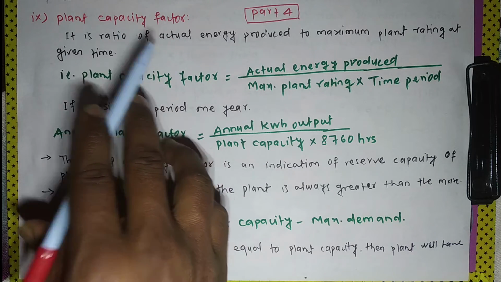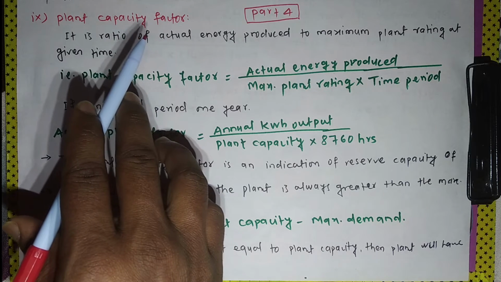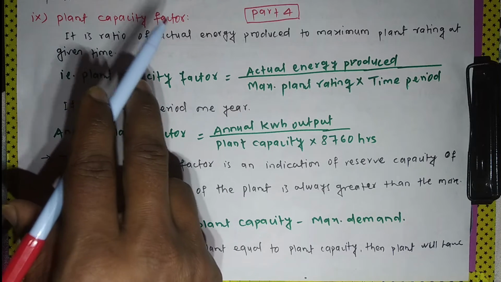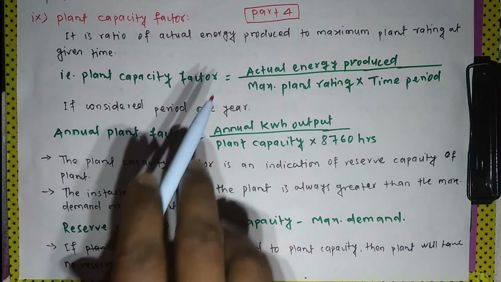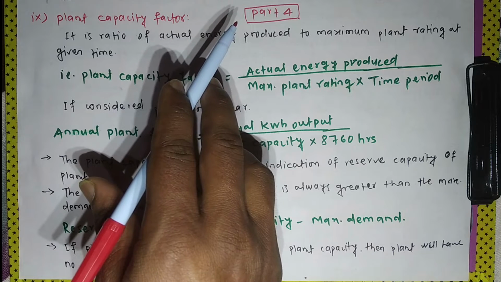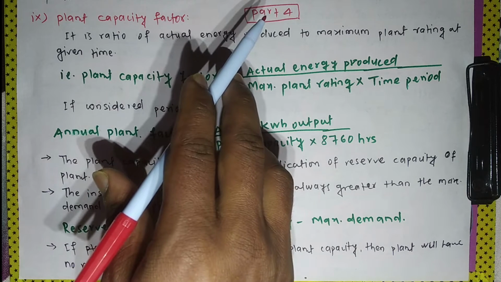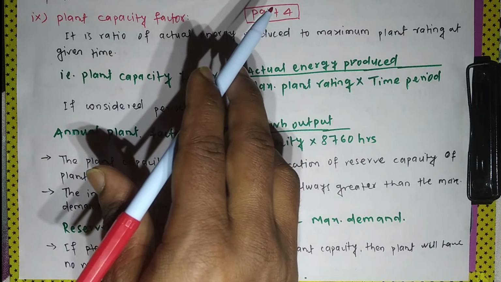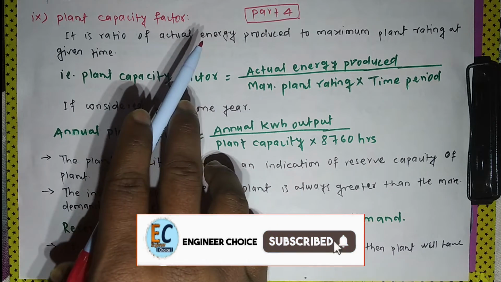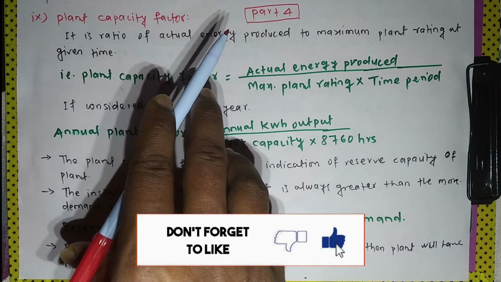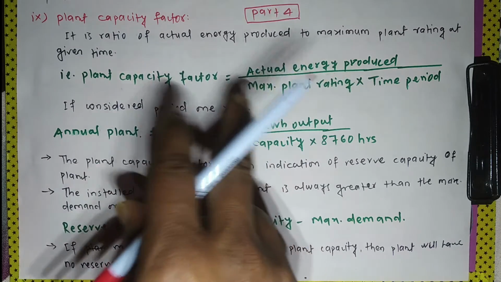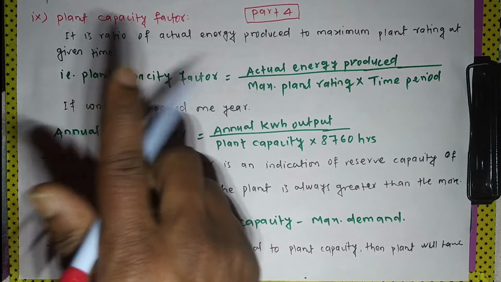In today's video, we will discuss some remaining basic terms of the power system: plant capacity factor and plant use factor. In the previous video, part 3, we discussed demand factor, average load factor, and diversity factor. If you have not seen the part 3 or part 2 videos, then you can visit my playlist, or I will give the link of that video in my description. So let's start.